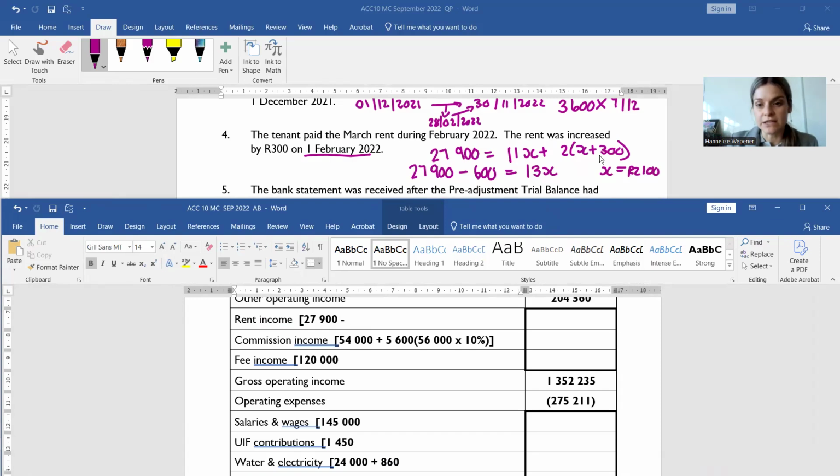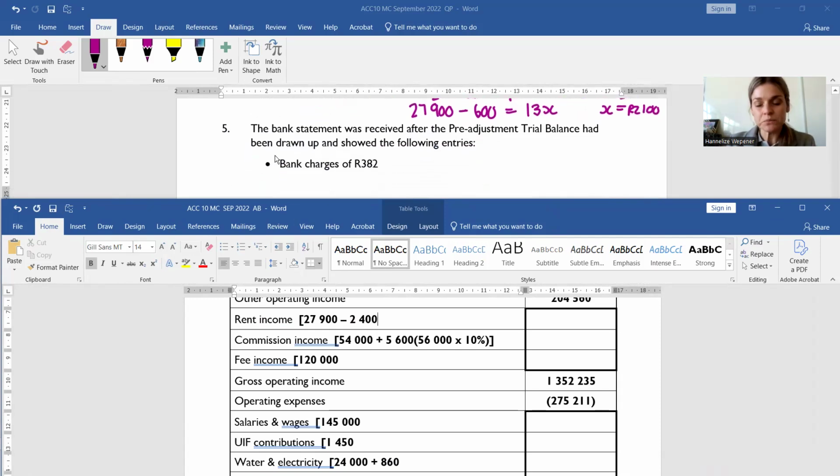But you must remember that here we calculated X, and X was the amount of rent that we received before the increase, because then we said the amount received plus 300 Rand to be received for 2 months. So it's not your 2,100 that you received in advance, it's that plus the 300 Rand increase, so minus 2,400. And that will then be included in your trade and other payables, income received in advance in your SFP.